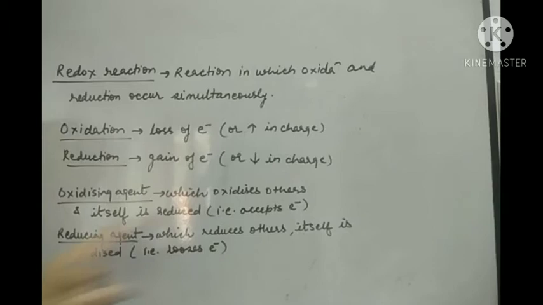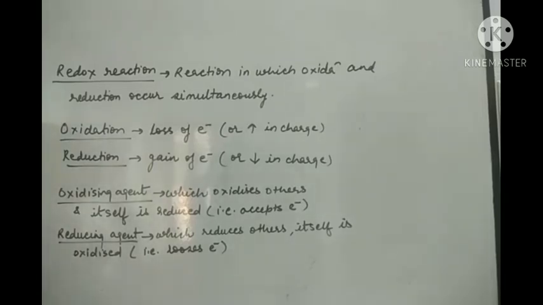Oxidizing agent oxidizes others, itself it is reduced, so it will accept electron. The substance which is accepting electron is the oxidizing agent. And what is a reducing agent? It reduces others but itself is oxidized, so it will lose electron. So these are the few definitions or concepts regarding the redox reaction.